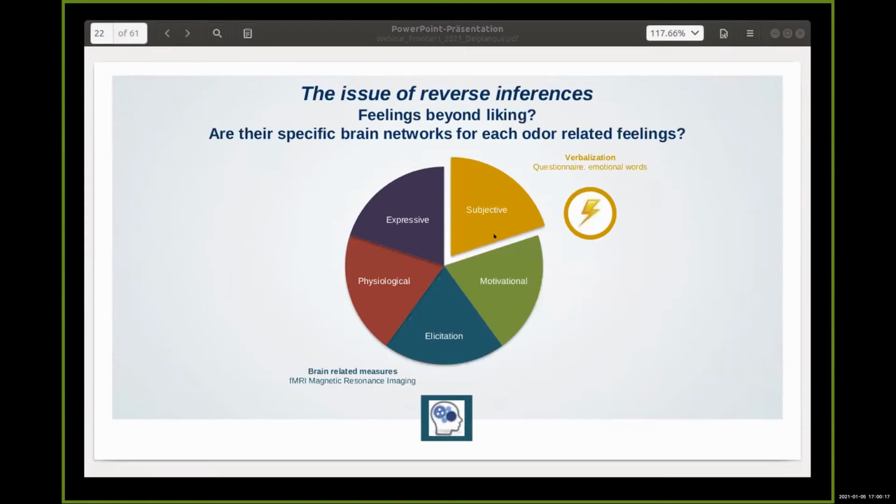I'm going to show you an example of the main point of my talk, which is reverse inference. Now you have the definition of an emotion in mind. The data were collected in a scanner where we asked people to smell different odors, and we asked for their feeling via questionnaire, and we recorded their brain activity while they were smelling a lot of different pleasant and unpleasant odors. The research question was, can we go beyond the liking? Are there specific networks for each odor-related feeling?